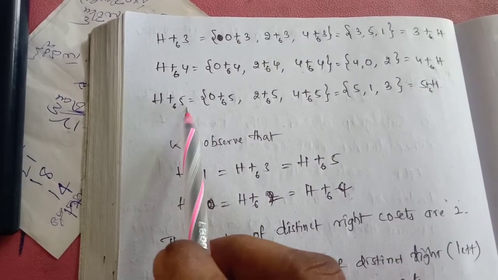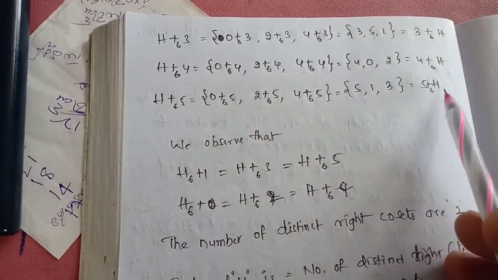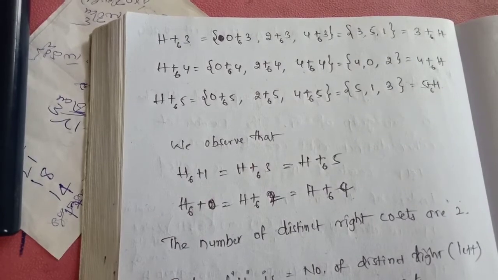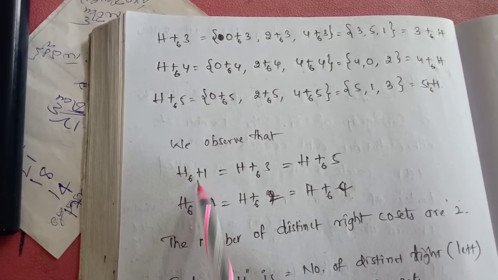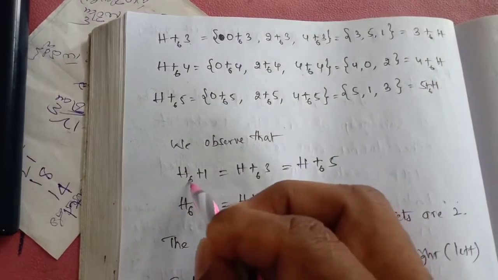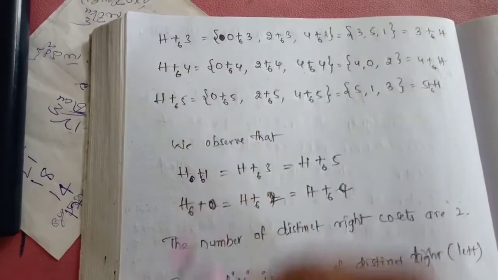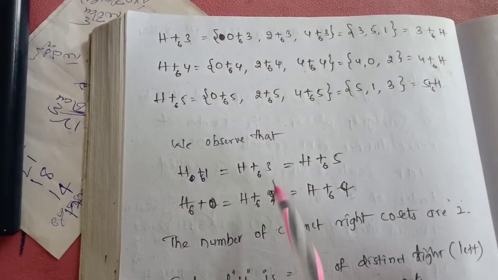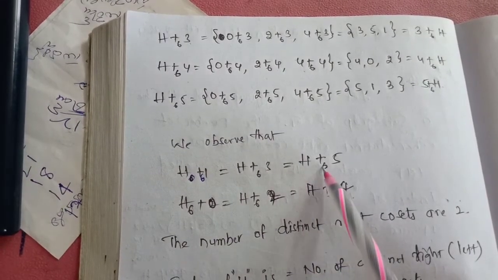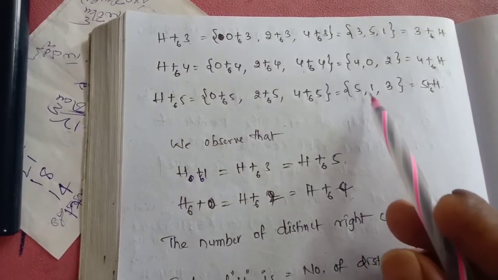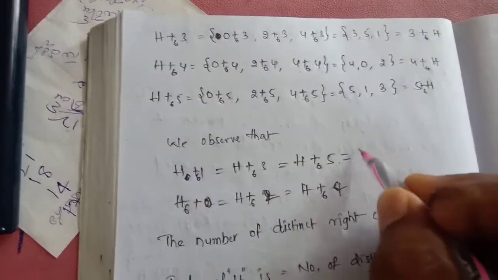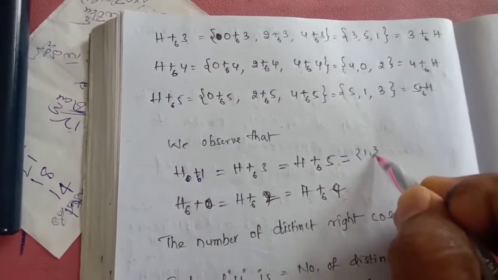H addition modulo 6 with 5. These are the elements which are also the same. Now I am going to observe all these cosets. H addition modulo 6 1 is the same as H addition modulo 6 3 and H addition modulo 6 5. All are equal. These elements are 5, 1, 3, which is equal to 1, 3, 5.